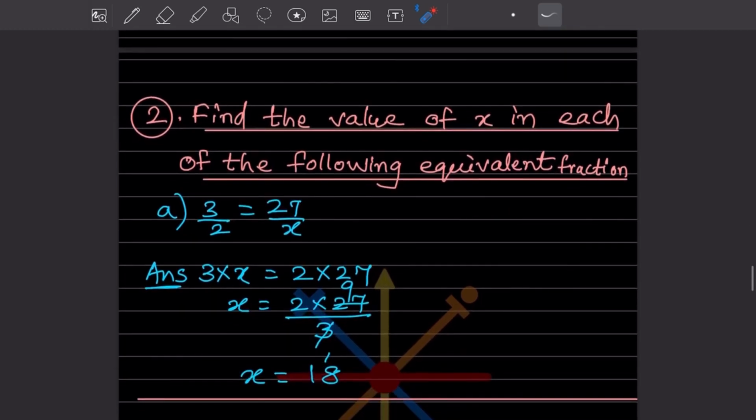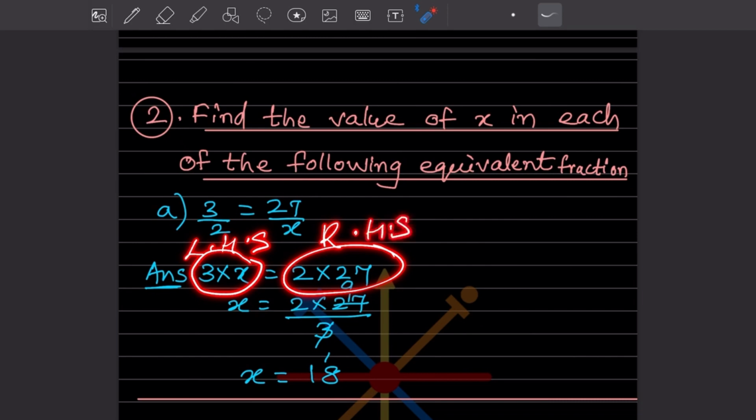Now here, find the value of x in each of the following equivalent fractions. Now this question is given. So here is x. You have to find the value of this one. One of the easiest ways here is to cross multiply. So here this is 3 into x and this will be 2 into 27. See here, what did I write? 3 into x, this is on the left hand side, and 2 into 27, this is your right hand side.